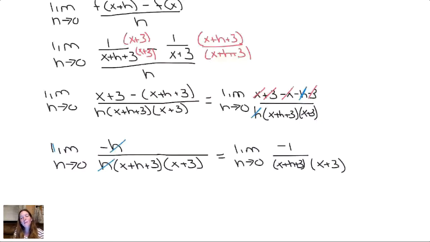So now we're ready to plug in h equals 0. So when we plug in h equals 0 right here, that's the only h we got left, that goes away. So we have negative 1 on the top. On the bottom, we have x plus 3 times x plus 3, which is x plus 3 squared.